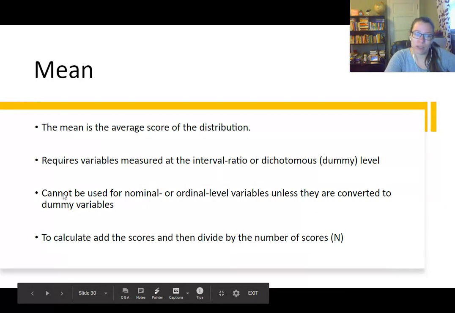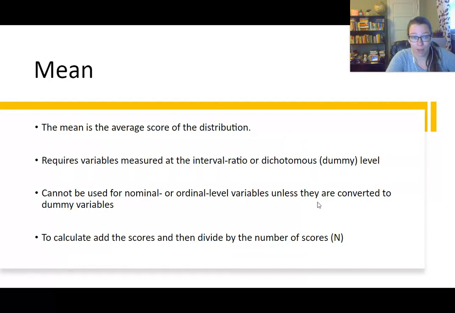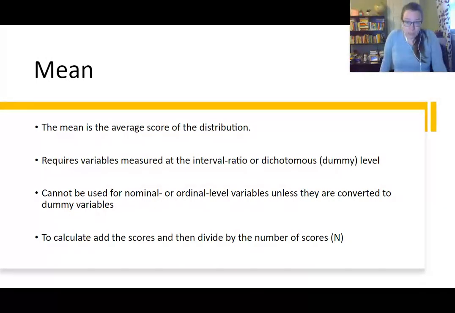And it, again, is going to require variables measured at the interval ratio level or at the dichotomous dummy level. It cannot be used for nominal or ordinal level variables unless they are converted to dummy variables, which I will explain how to do. But this should make sense because what is the average ranking, if very high, high, average, low, very low? Hard to find a mean for that. So we have to do some work to them in order to figure out means. But just think about it for right now until we get to the dummy section. Let's just think of it as interval ratio variables.